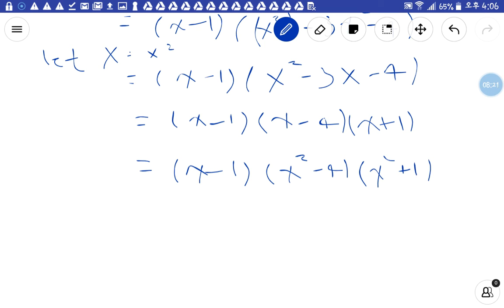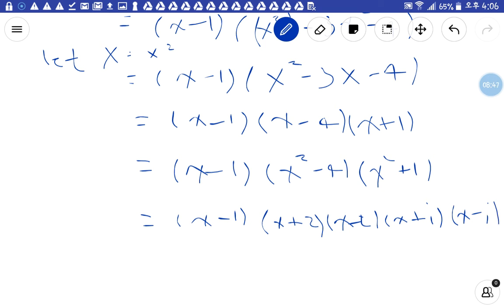Now you can keep going. Oh, I know this one. x minus 1 times x squared minus 4. 4 is a perfect square number, so I would write it as a sum and difference, like this. And then I have x squared plus 1. I have to factor it as much as I can. It can be factored with i, because x plus i and x minus i make x squared plus 1. Okay, so I'm done.